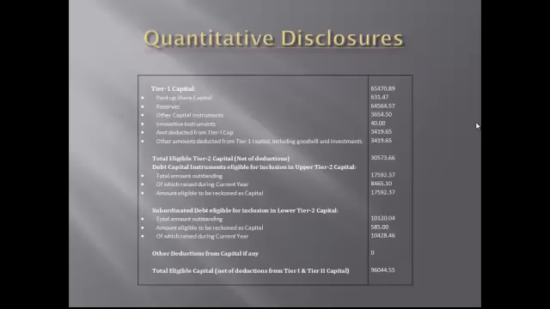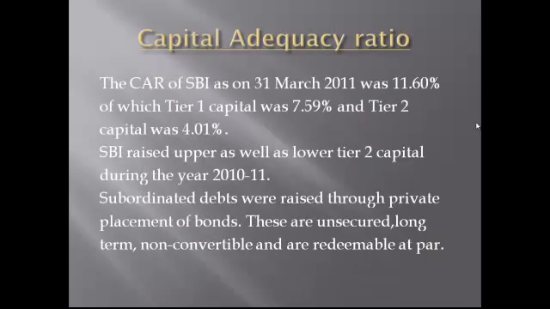Now, the quantitative disclosures of SBI as on 31st December 2011 had Tier 1 capital as well as Tier 2 capital. Some of the items which came under Tier 1 capital are paid up share capital, reserves, innovative instruments, and under Tier 2 capital were debt capital instruments eligible for inclusion in upper Tier 2 capital, and subordinated debt which came under lower Tier 2 capital. The capital adequacy ratio of SBI as on 31st March 2011 was 11.60%, of which Tier 1 capital was 7.59% and Tier 2 capital was 4.01%.